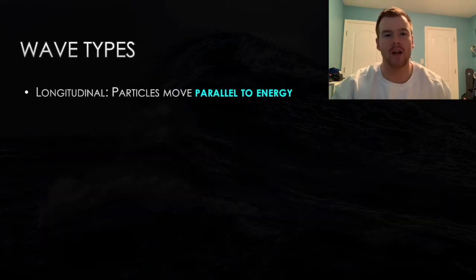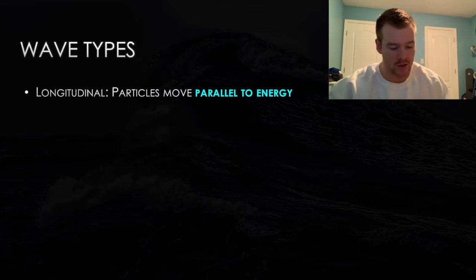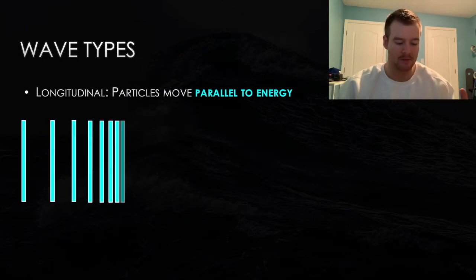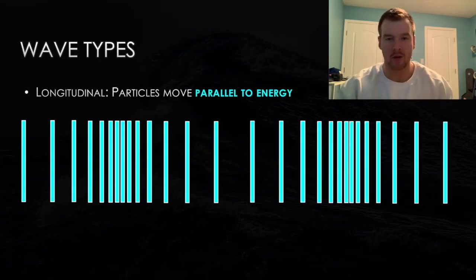The next two types of waves that we're going to look at is longitudinal waves and transverse waves. Longitudinal waves are where the particles are moving parallel to the energy. So they kind of look like this. We can see some lines spread out, close together, spread out again, and then close together.